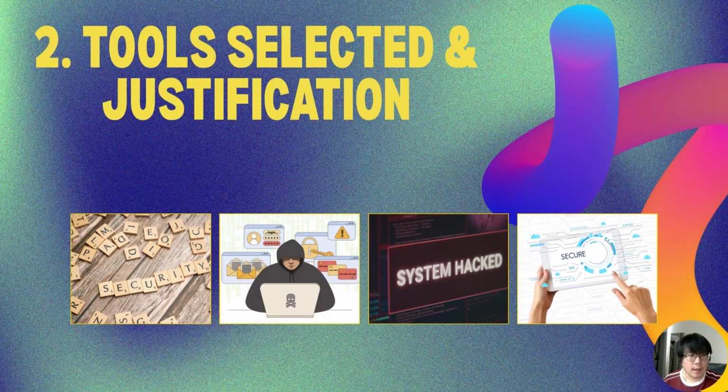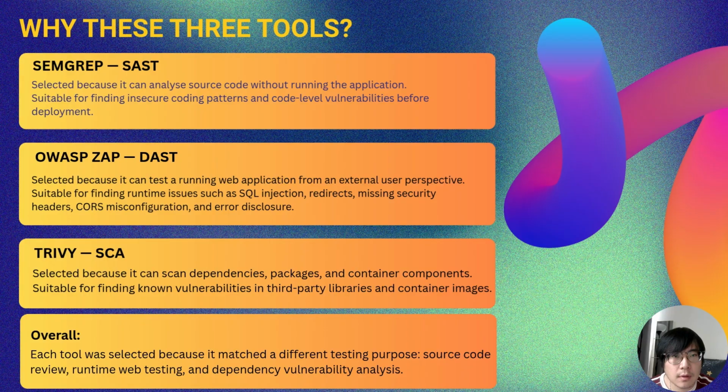In this section, I will explain the three selected tools and the reason for choosing each one. For the tool selection, each tool was chosen for a specific reason. Semgrep was selected as the SAST tool because it can analyze the source code directly without running the application. This makes it useful for finding insecure coding patterns before deployment.